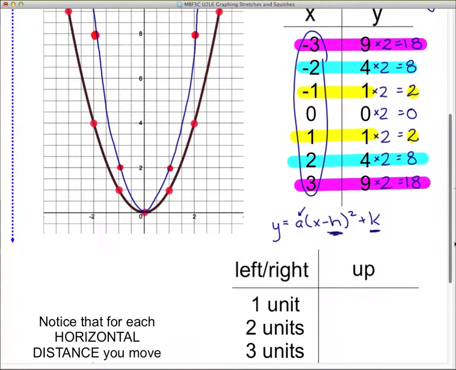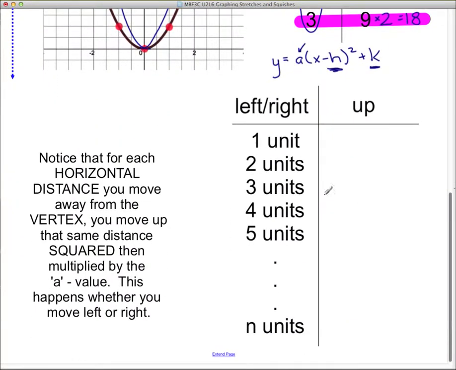Now, so what does that mean in general? Well, notice that for each horizontal distance you move away from the vertex, you move up that same distance squared, then multiplied by the a value. We just multiplied everything by that too. And this happens whether you move left or right. So over 1 unit is still up 1 squared, which is 1, but then we have to times that by whatever that a value was out front. Over 2 was up 2 squared, which is 4.